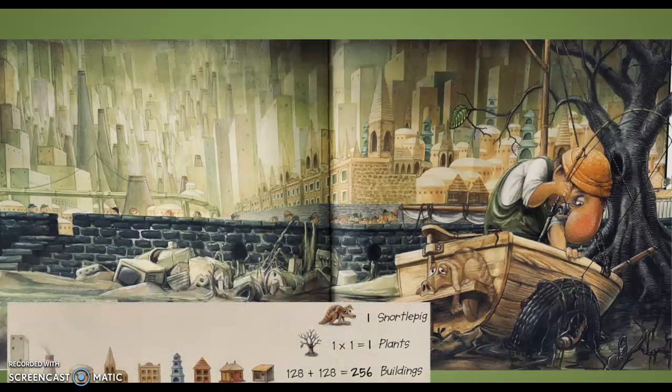And here's what's happening. Do you see our one sad tree and our one lonely and sad snortle pig? And look at the number of buildings. What's happening to the numbers?